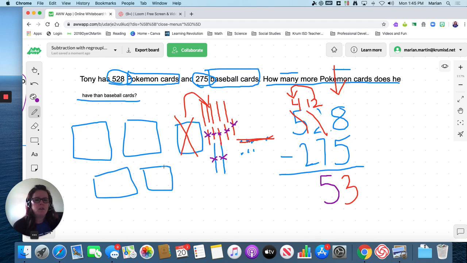We have 400s, and we need to take 2 of those away. So I can go ahead and cross out the 2 that aren't crossed out already. Remember, this one was regrouped, so that one's gone. Crossing these 2 out, so how many hundreds are left after we take away those 2? We have 2. So 528 minus 275 equals 253, which means Tony has 253 more Pokemon cards than he has baseball cards, okay?